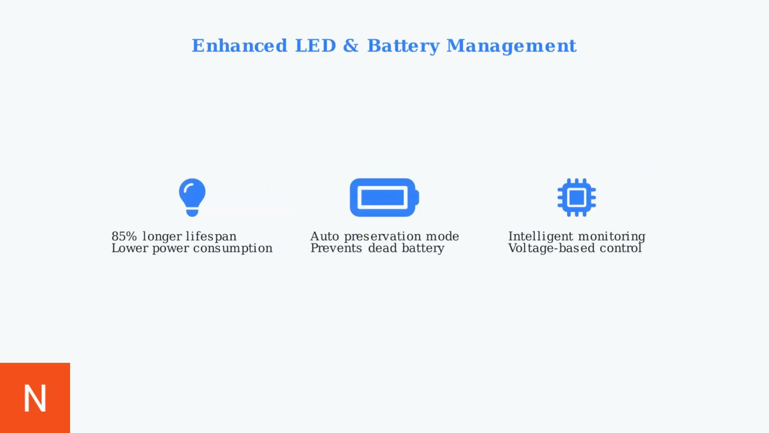Modern Ford Expeditions feature enhanced LED lighting systems and intelligent battery management. These improvements provide longer bulb life, lower power consumption, and automatic battery preservation when voltage drops too low. Understanding these three control methods gives you complete command over your Ford Expedition's interior lighting system, helping you maintain battery life while ensuring proper illumination when needed.